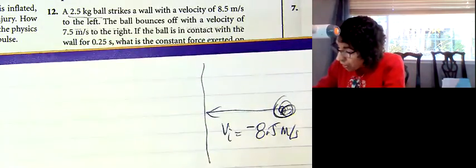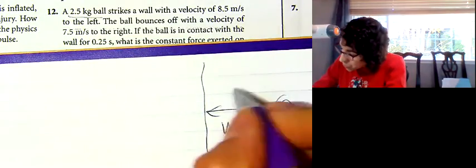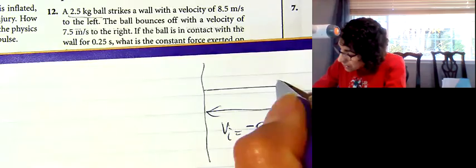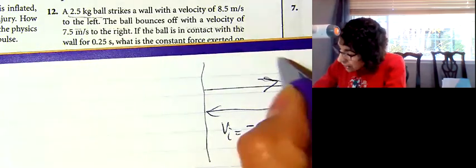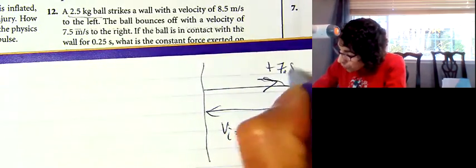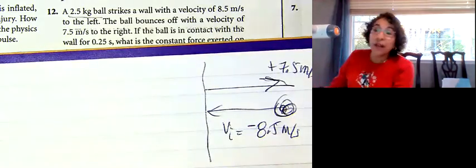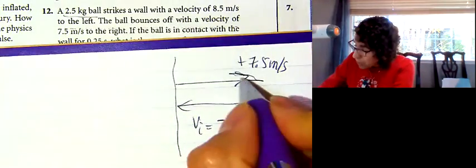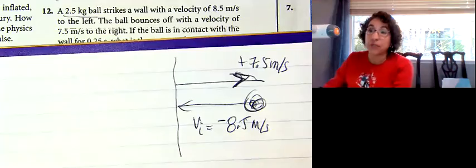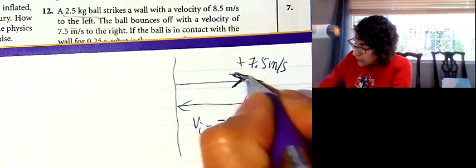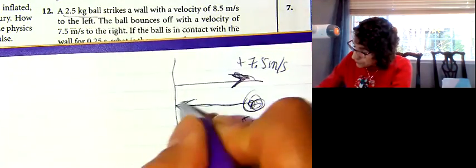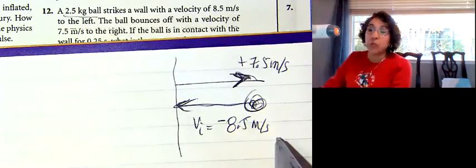After it hits the wall, it goes towards the right. I'm just going to draw it this way. It seems to slow down actually. Now it's going 7.5 meters per second. So the magnitude is smaller and it also changed direction. All right, so it goes to the left, a left 8.5 meters per second.